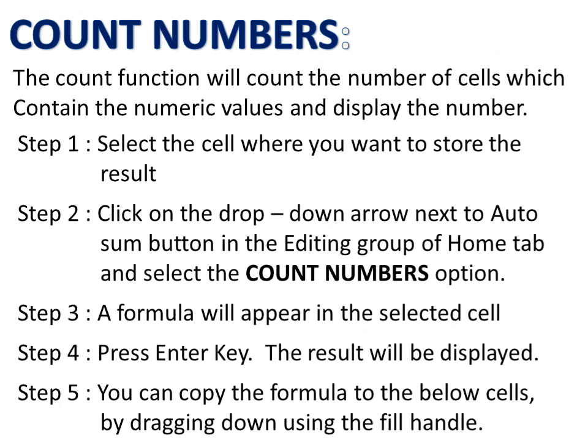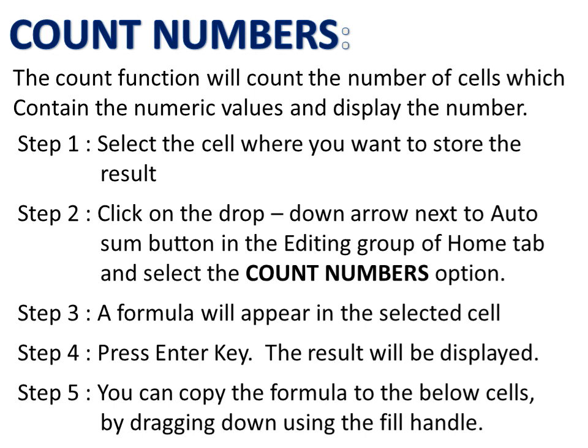Our next function is count numbers. By observing the name itself, you can identify that this function is used to count the number values which are presented in the selected cells. It means that if any text data is there in the selected cells, that cell will not be counted. Only if the cell contains the numeric kind of data, that cell only will be counted.